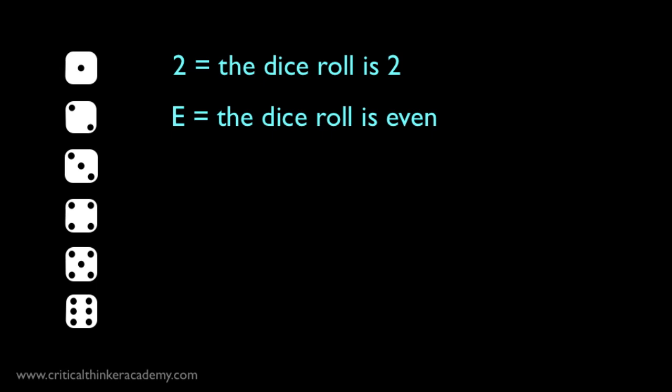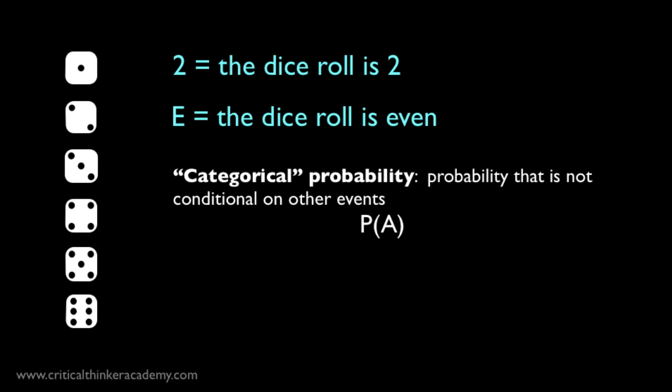Consider these two events. The first event is rolling a 2 on a dice roll. We'll label this event with the number 2. The second event is rolling an even number on a dice roll. We'll label this event E. Now we'll call a probability a categorical probability if we're just talking about the probability of an event that is not conditional on other events. So we're just asking about the probability of A occurring.